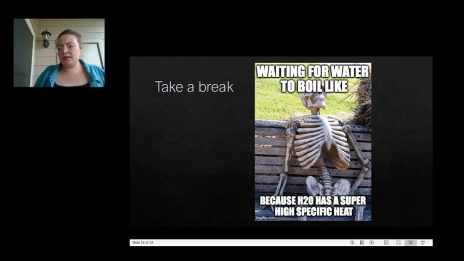Waiting for water to boil, it takes ages because water has such a high specific heat.